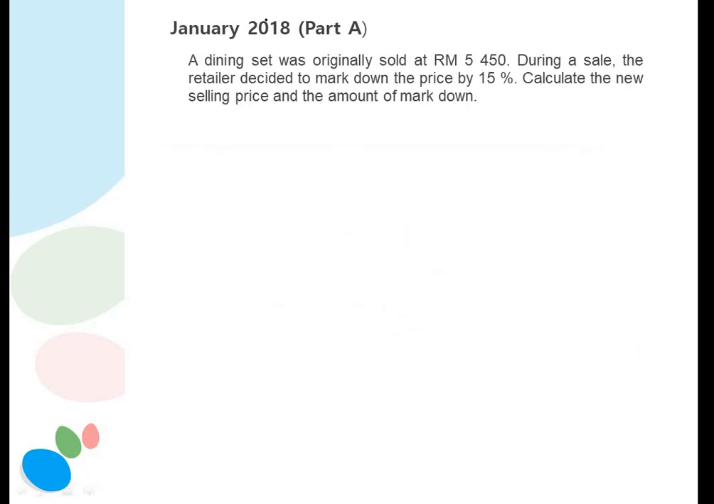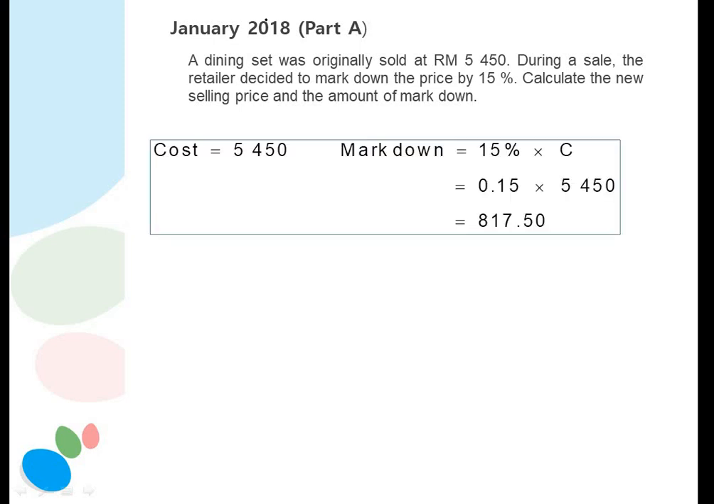Alright. January 2018, part A, a dining set was originally sold at 5450. During a sale, the retailer decided to mark down the price by 15%. Calculate the new selling price and the amount of markdown. Okay, cost 5450, markdown 15% based on cost. So let's change this into the old selling price. Okay, the original selling price is 5450. Okay, we get markdown by 817.5.